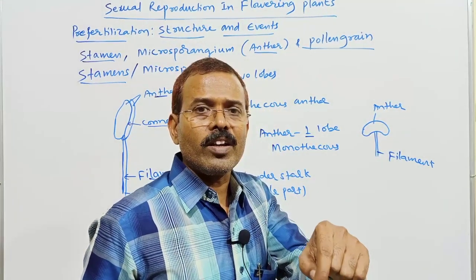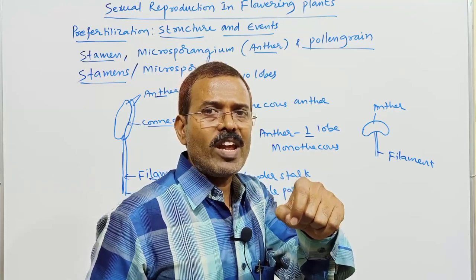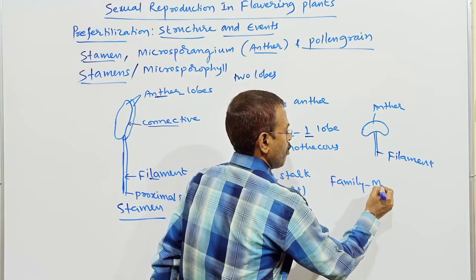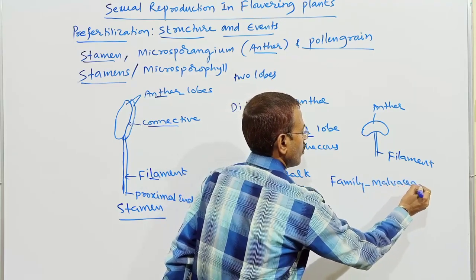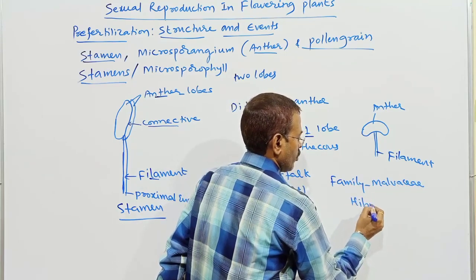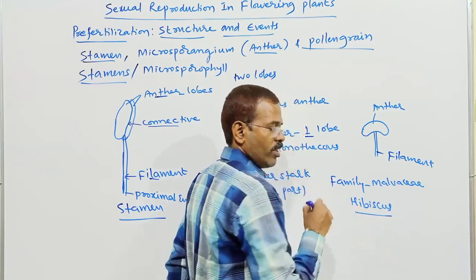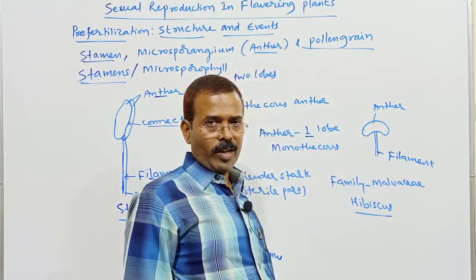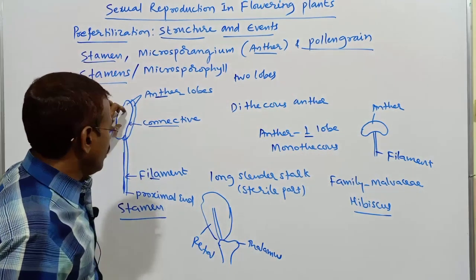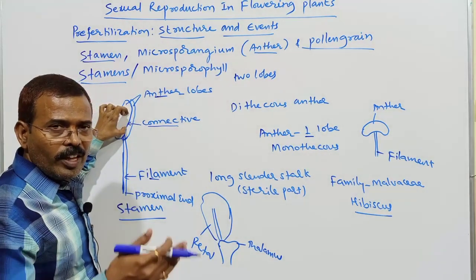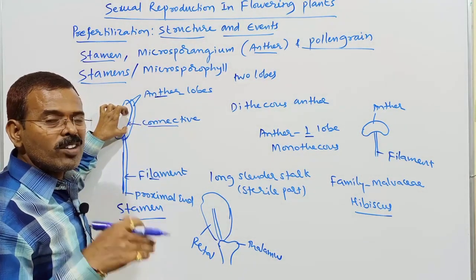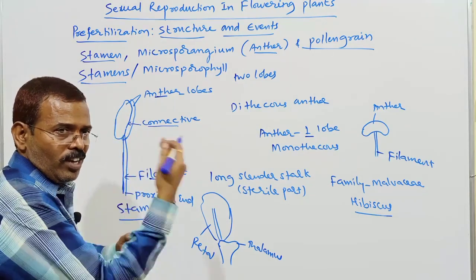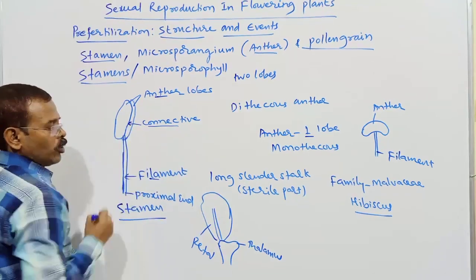Monothecous anther is present in the family Malvaceae. The members of the family Malvaceae, hibiscus is an example, China rose, Dasawala. So there a monothecous anther will be there. In this anther, there will be a groove on one side, and on the other side it is connected.